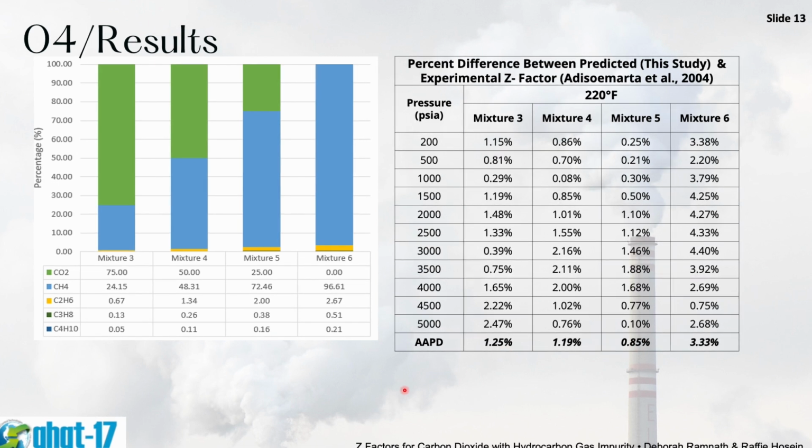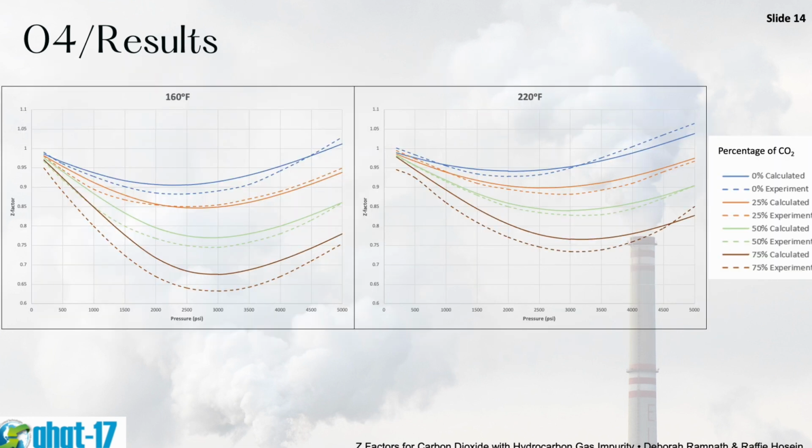Again, we looked at the same mixtures, but now at a higher temperature of 220 degrees Fahrenheit. A percentage difference of less than 5% was observed for all mixtures, and an average absolute percentage difference of less than 4% was obtained. Similarly to before, plots of Z factor versus pressure for calculated and experimental results were conducted, and similar trends were seen.